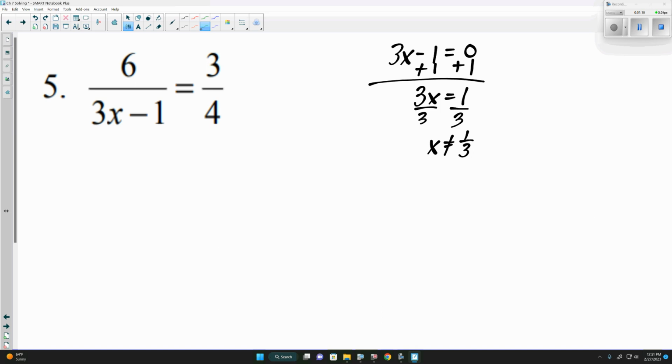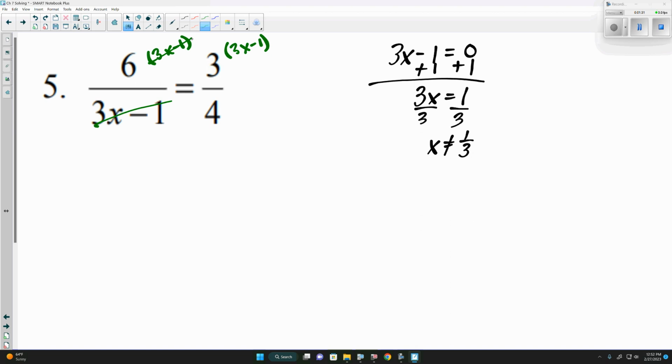Now the next thing we can do is actually start solving. When we solve them, we're going to multiply each part of the equation by an expression to get the denominators to simplify. One thing we know we can multiply both sides by is 3x minus 1, because here, the 3x minus 1 and 3x minus 1 will cancel.